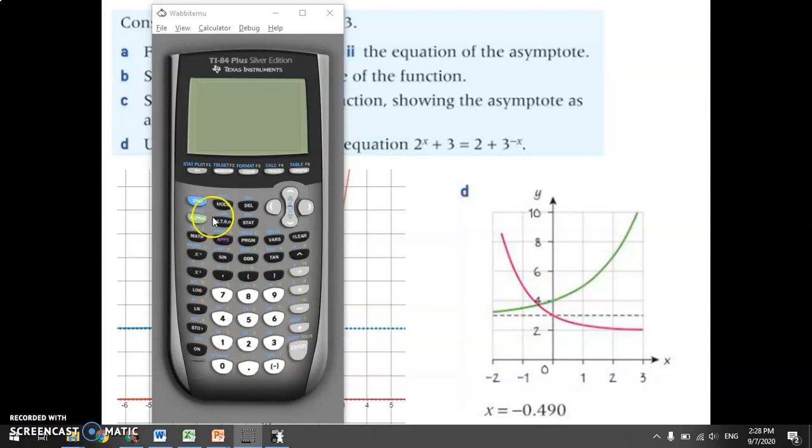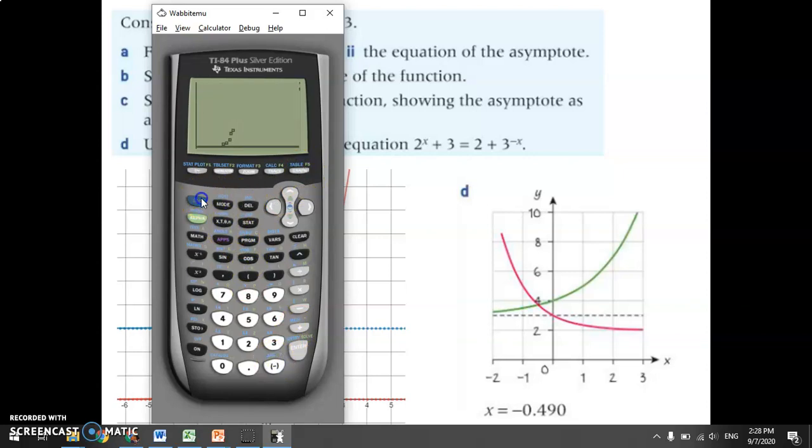Okay, here I have the calculator. Let's try it out. Well, first you're going to go to y equals to graph it. You're going to put in your two functions. One of them is 2 to the power x, arrow over, plus 3. And the other function I'm going to enter is y2, 2 plus 3 to the power negative x. Okay, you're going to graph those two. Let's see what it looks like.